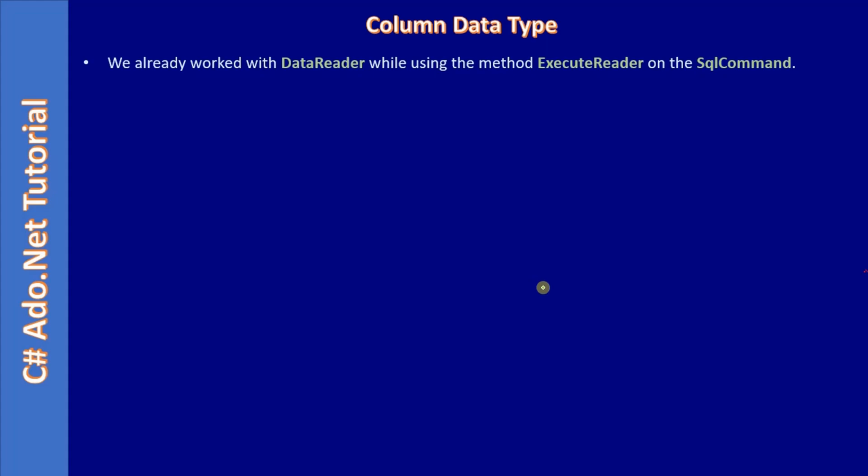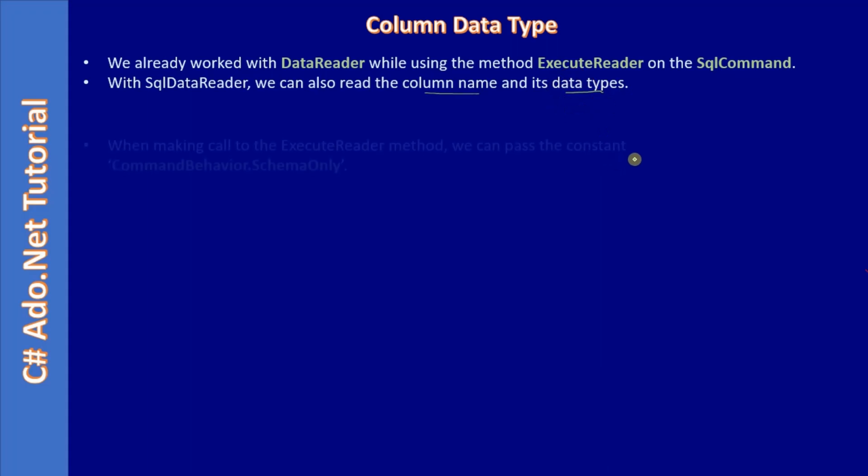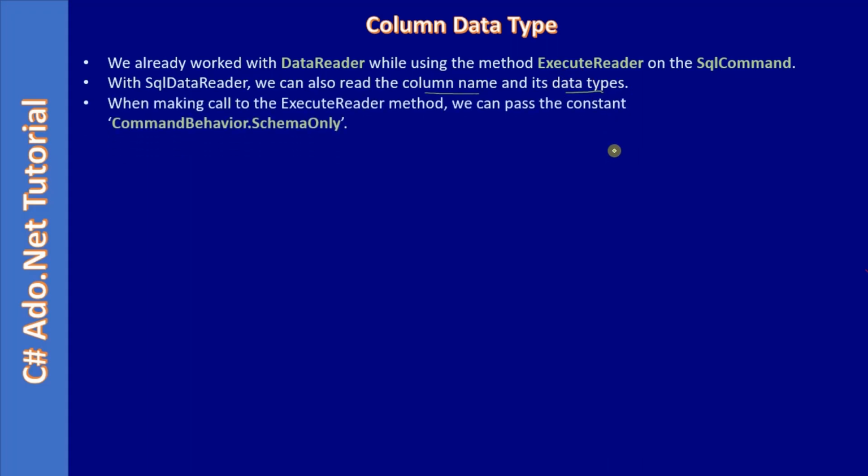We already worked with the data reader while using the method executeReader on SqlCommand. With the SQL data reader, we can also read the column name and its data type. When making a call to the executeReader method, we can pass the constant CommandBehavior.SchemaOnly.